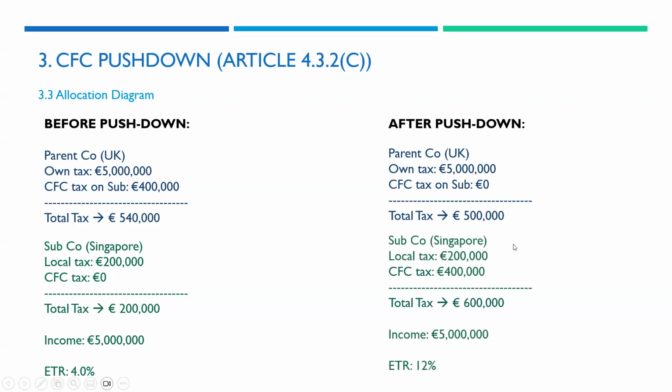And the subsidiary company, what happens? I have already paid a local tax, plus the CFC tax which is paid by the parent is pushed down to me. Right? So all this 400,000 gets pushed down to the subsidiary, and the total tax that the subsidiary now pays is 600,000 on an income of 5 million, and the ETR has risen from 4% to 12%. So my top up tax is only going to be 3% instead of 11%. Are you understanding?